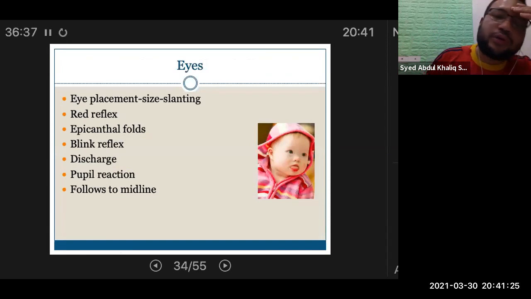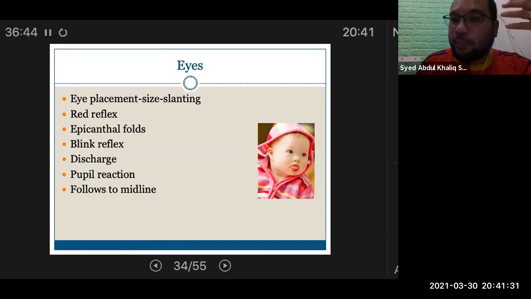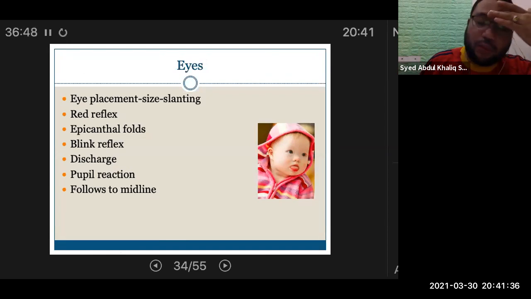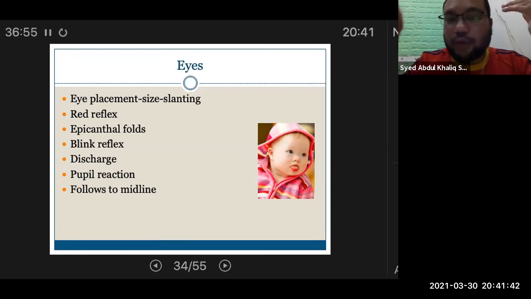Then you go down, you look at the eyes, whether the placement of the eyes is normal. Is there any cyclopia? Sometimes there is only one eye. I've seen babies with just one eye, a cyclopic baby, very poor prognosis. It looks scary as well, right? And then whether there's any slanting, up slanting, down slanting of eyes. Don't use Mongolian faces anymore. You say down slanting or up slanting.